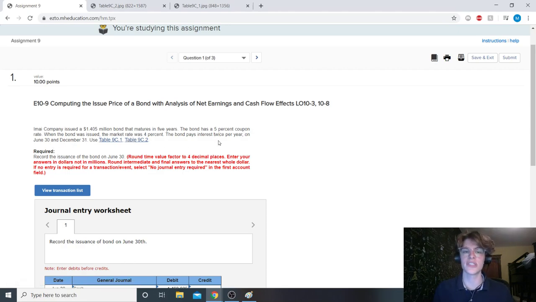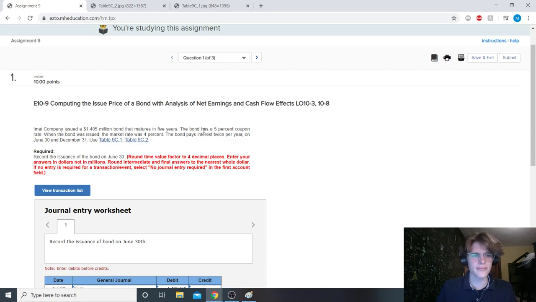So to start, the difference between coupon rate and market rate. The market rate of 4% refers to the rate that other bonds of similar risk are paying. So if this bond is paying 5%, then we already know that the present value of it will be higher than the initial value because it's paying a higher rate. So it's going to be sold at a premium.